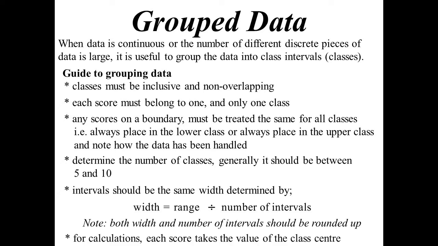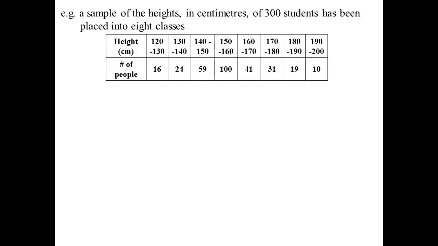When you're using classes for calculations, whatever the value of the class center is, that's the value you use. You assume every score has that value. So we've got heights of 300 students. Now, clearly it would not be practical to have an axis where we had everyone going from 120 all the way up to 200. So this is a good example of why we would put it into groups. And so there's our frequency of those particular groups.